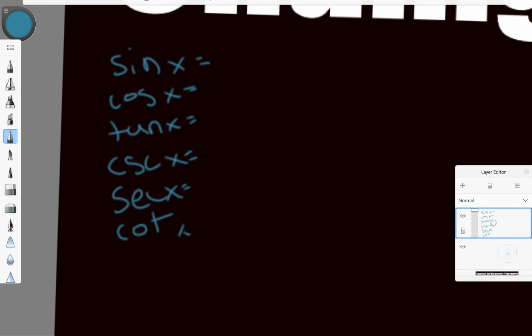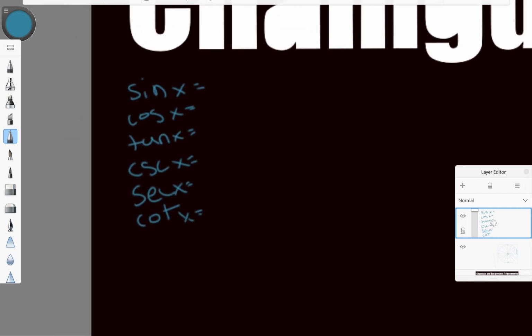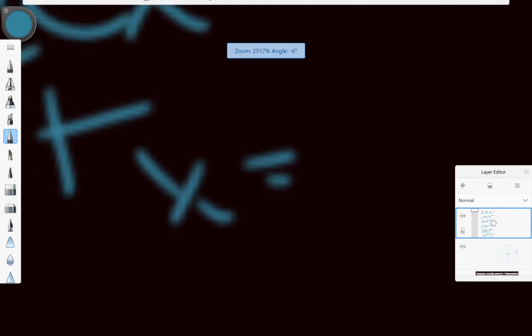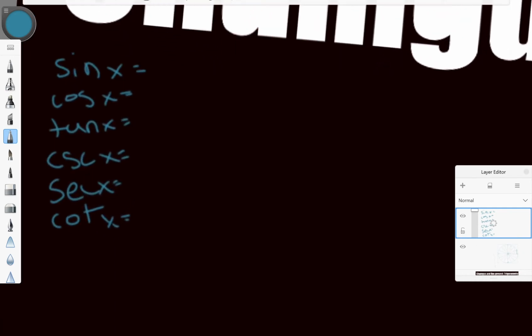Cotangent of x equals, right? Whoa, do you see that x? It looks like it's 3D. It's kind of cool. Okay, anyways.